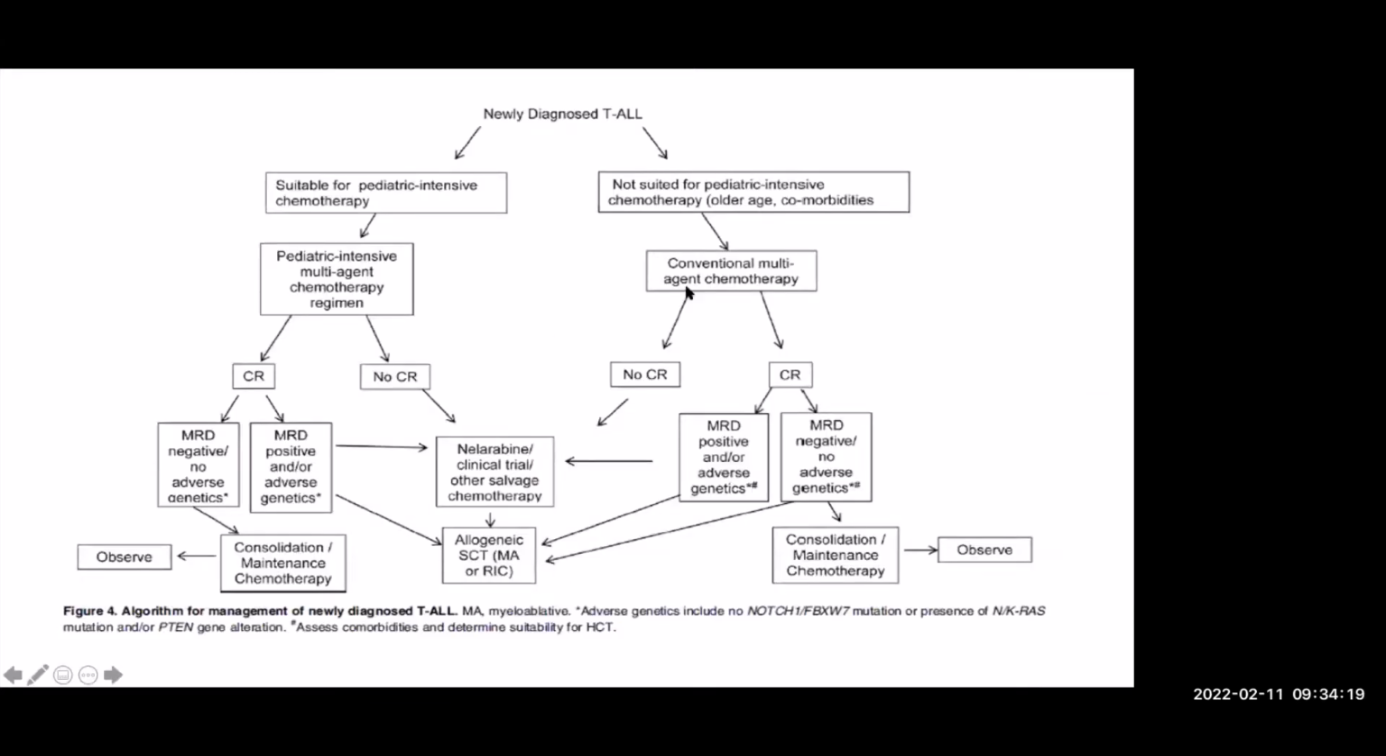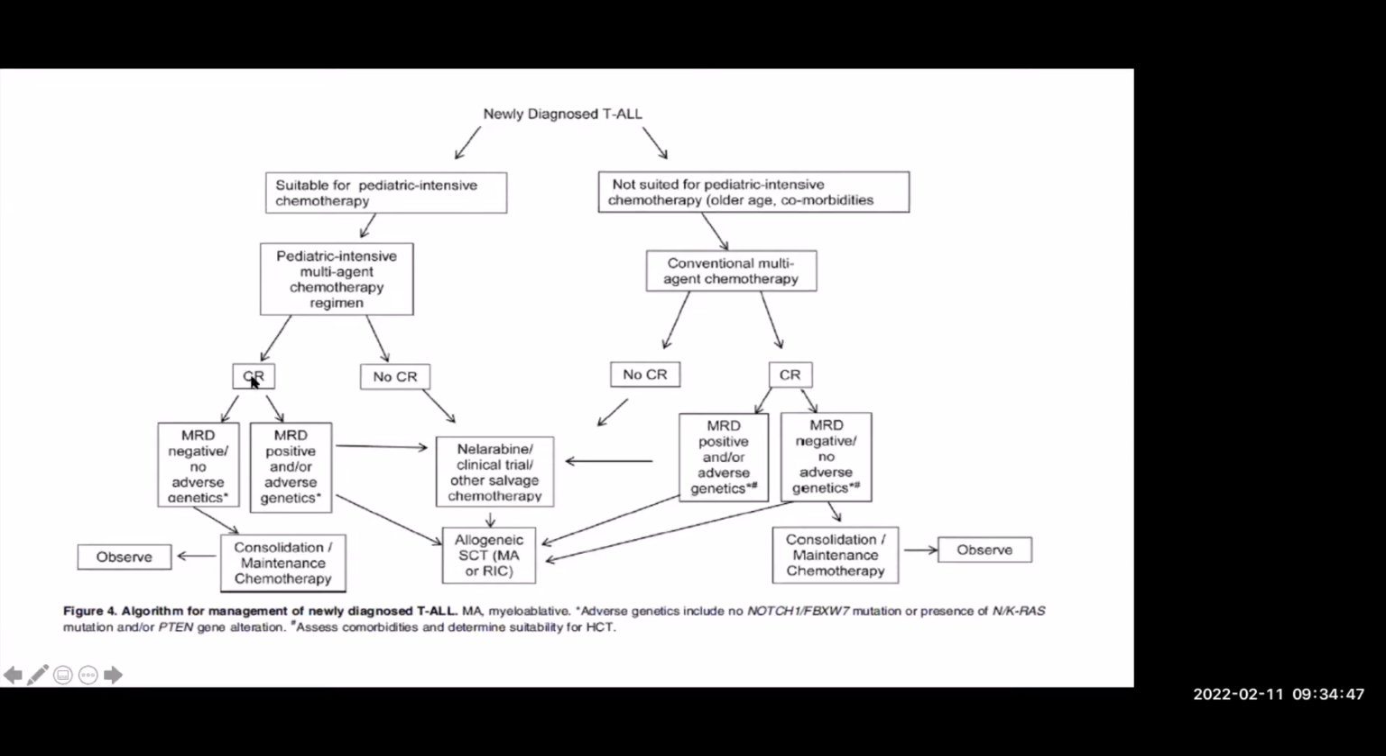So to summarize, the patient is newly diagnosed T-ALL. The patient is fit for pediatric intensive chemotherapy. We use pediatric intensive multi-agent chemotherapy, and the patient has lack of CR at the end of induction. Patient needs salvage chemotherapy or clinical trial or nelarabine. And if the patient attained CR and MRD negativity, they go for allogeneic stem cell transplant.